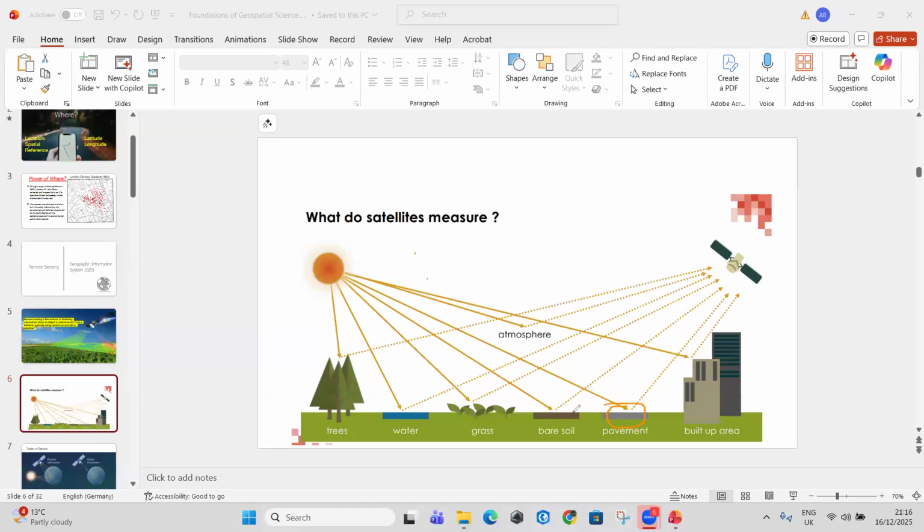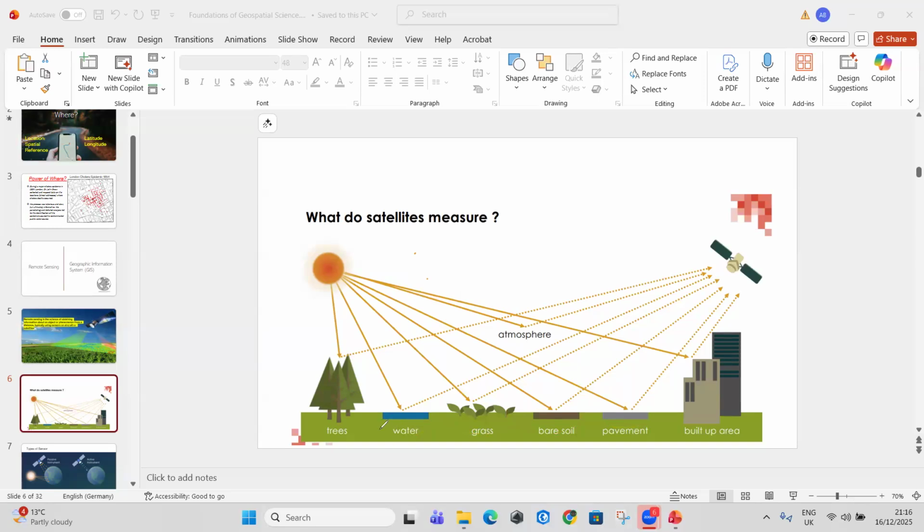So maybe it comes and interacts with the bare soil. It comes and falls over the grass. So whenever it comes and interacts over the earth, it gets reflected. Once it gets reflected, it is collected by the sensor of the satellite.